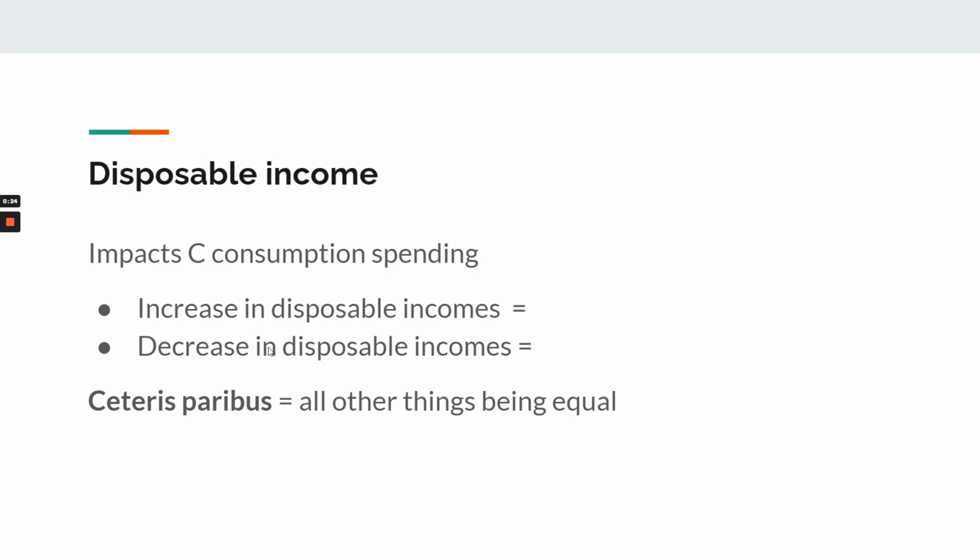Let's get into them. First one is disposable income. We've already done this in microeconomics. If households get a higher average disposable income, they're going to consume more goods and services. So it affects consumption spending. If there's an increase in disposable income, there's an increase in consumption, and vice versa. Of course, we're saying ceteris paribus, all other things being equal.